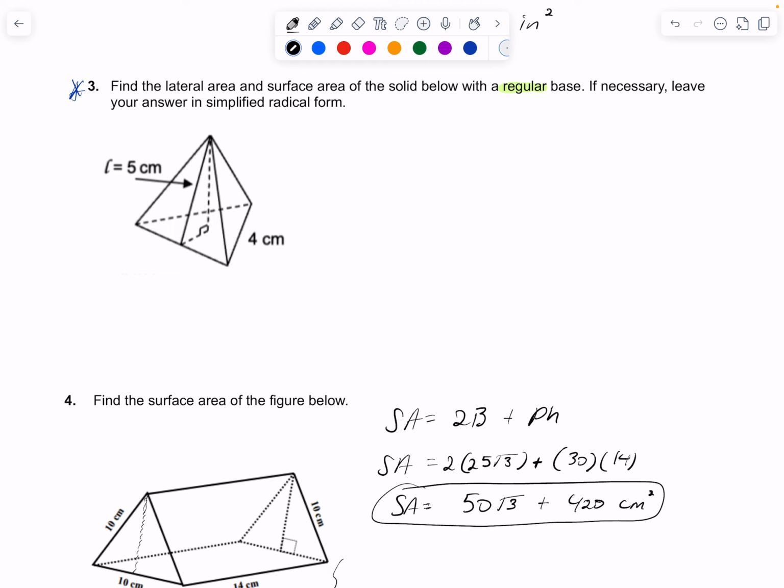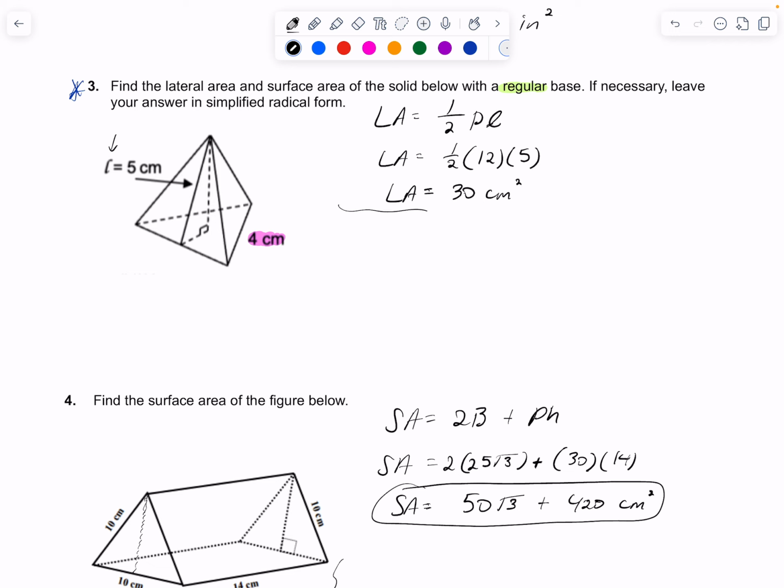Okay, so I'll start with the lateral area, and again, this is just copying down from your formula sheet. That is equal to 1/2 times the perimeter of the base times the slant height. Plugging in here, my base is an equilateral triangle with side length of 4 centimeters. So that perimeter is going to be 12. And the slant height is given to us, that's right here, of 5 centimeters. So my lateral area is going to be equal to 30 centimeters squared.